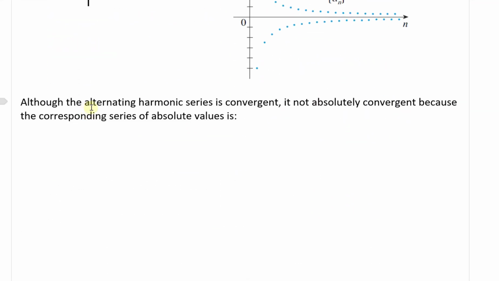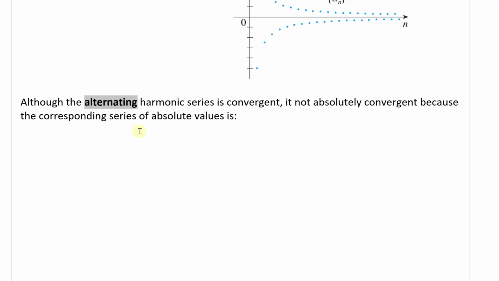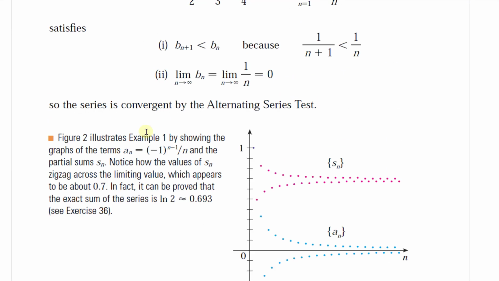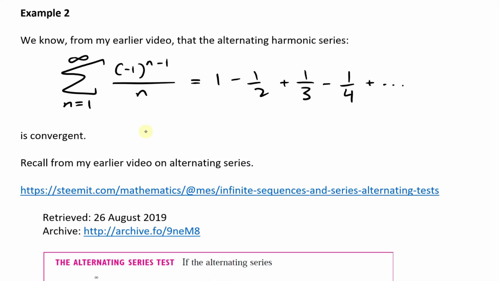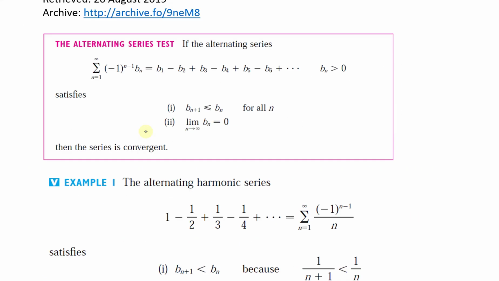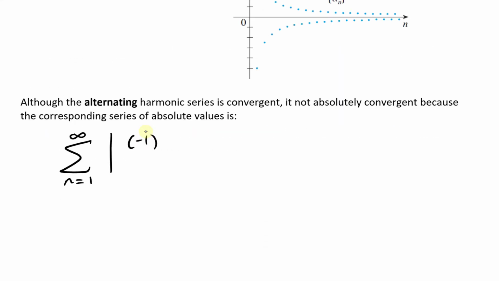Although the alternating harmonic series is convergent, it is not absolutely convergent, because the corresponding series of absolute values is divergent. If you take the absolute values of the alternating harmonic series, what we get is just the harmonic series, which is divergent. So take the absolute value of negative 1 to the power of n minus 1 divided by n. The negative terms are all going to be positive.